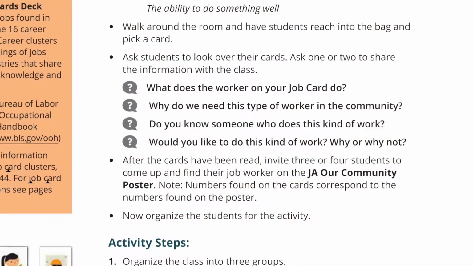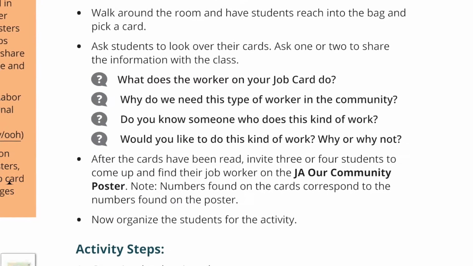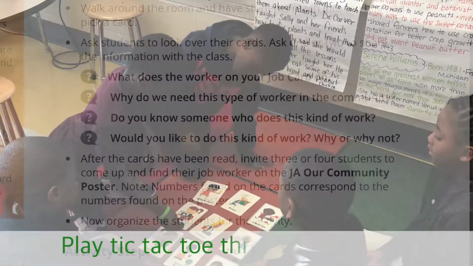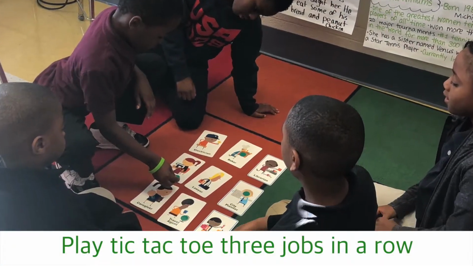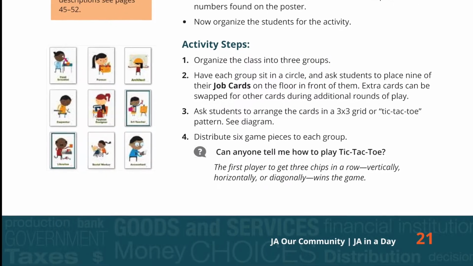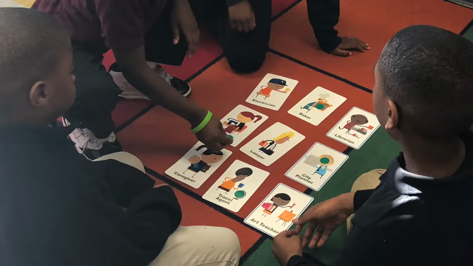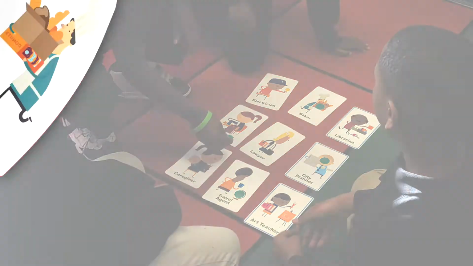Lead a brief discussion about the skills needed and the roles for various jobs by using the questions listed in your guide. Next, students will play tic-tac-toe 3 jobs in a row. Follow the instructions in your volunteer guide to organize the students, the job cards, and distribute the game pieces that you prepared before this session.